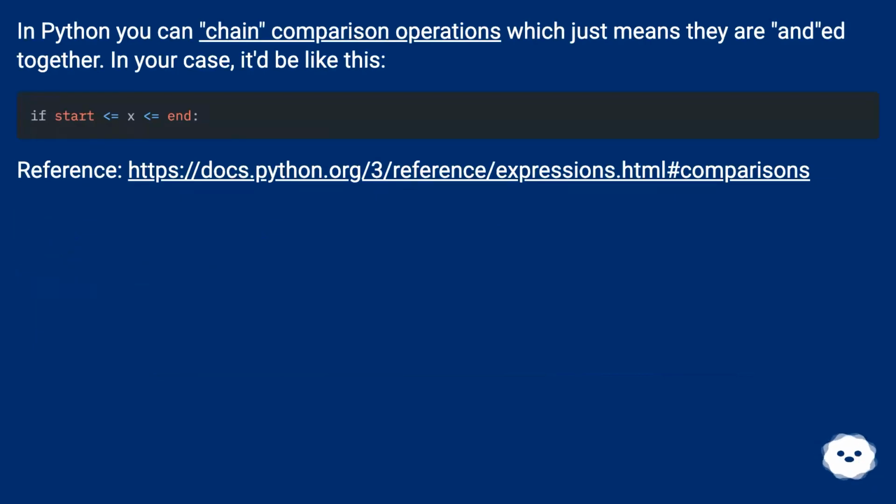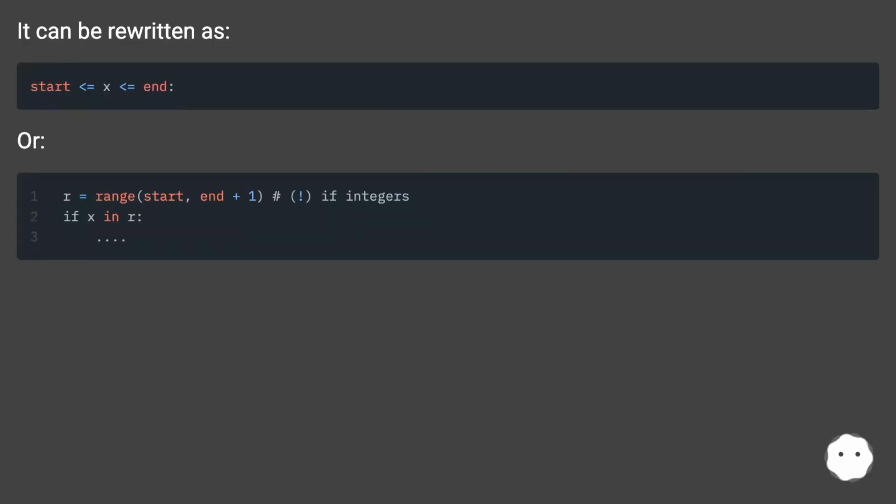In Python you can chain comparison operations, which just means they are anded together. In your case, it'd be like this. Reference this URL. It can be rewritten as, or.